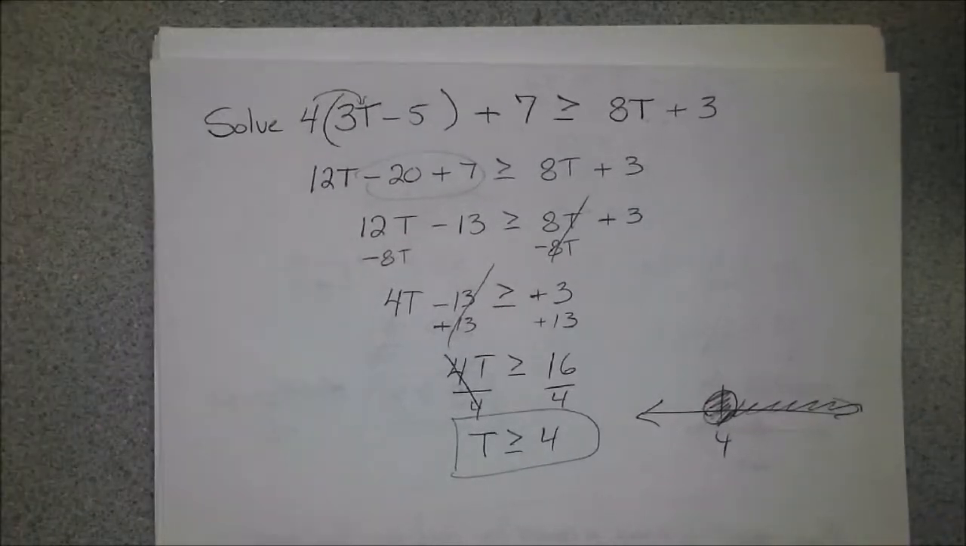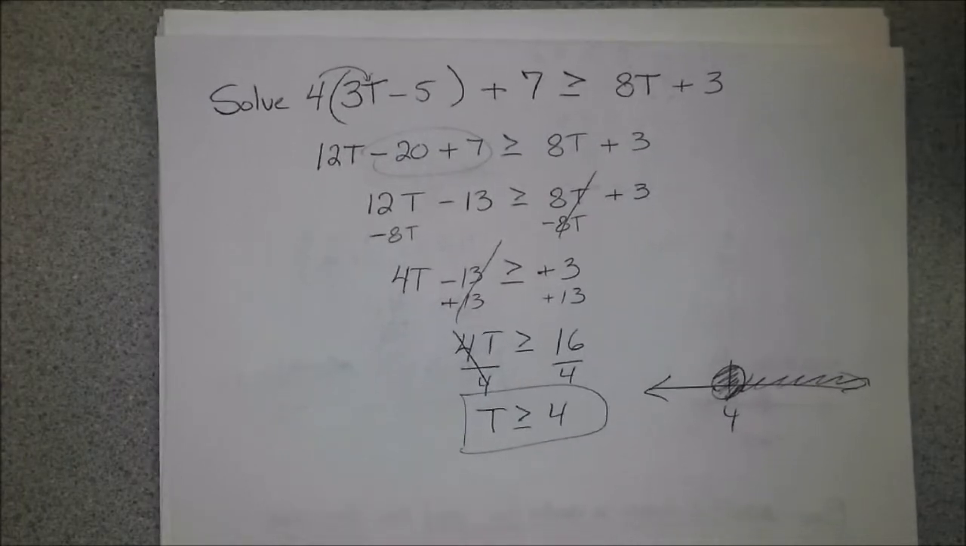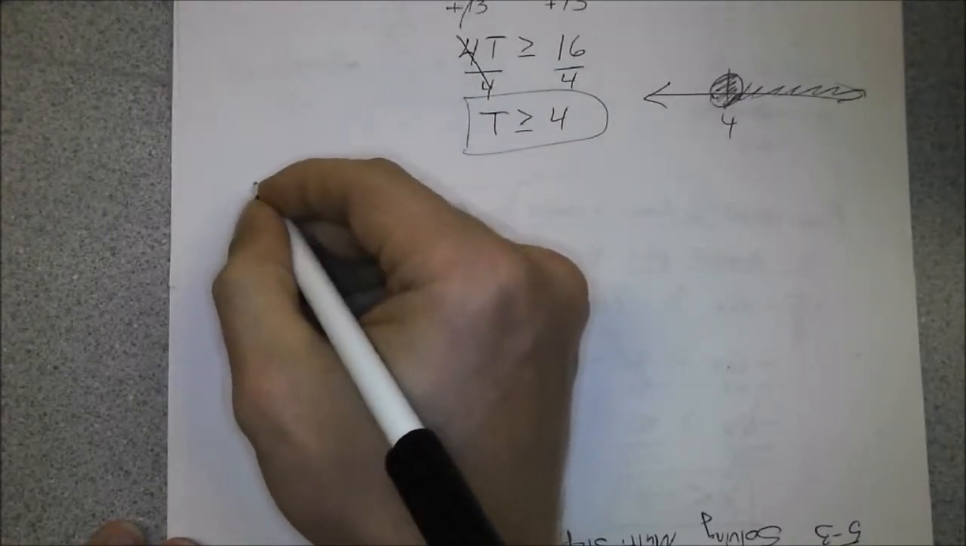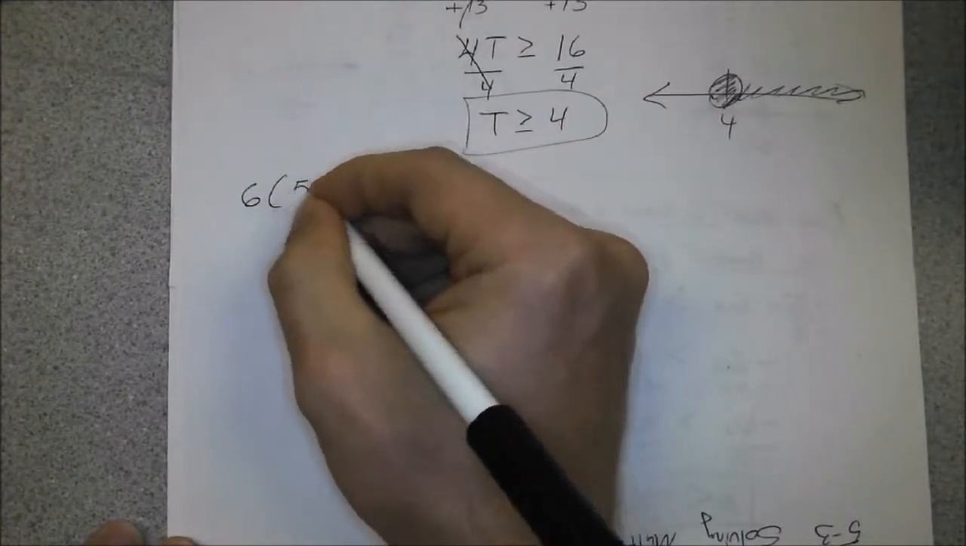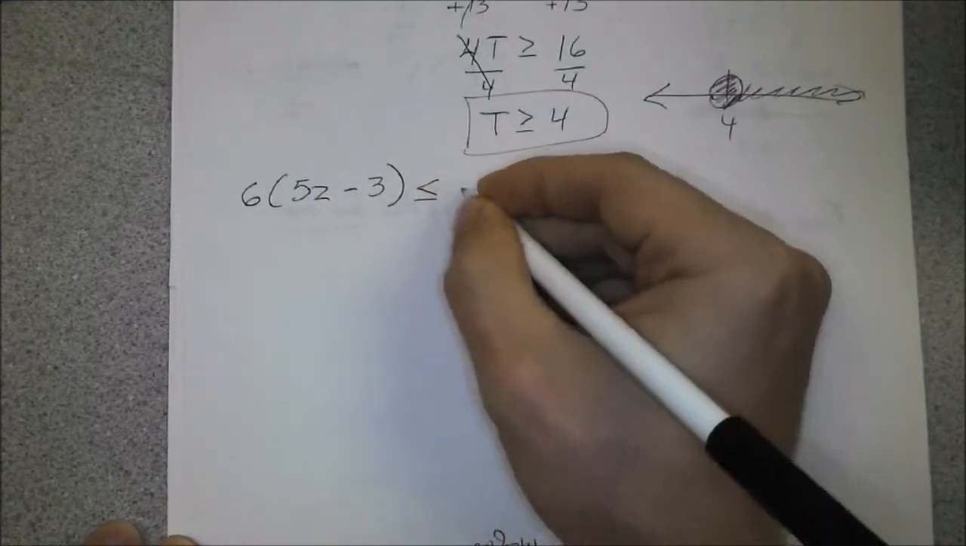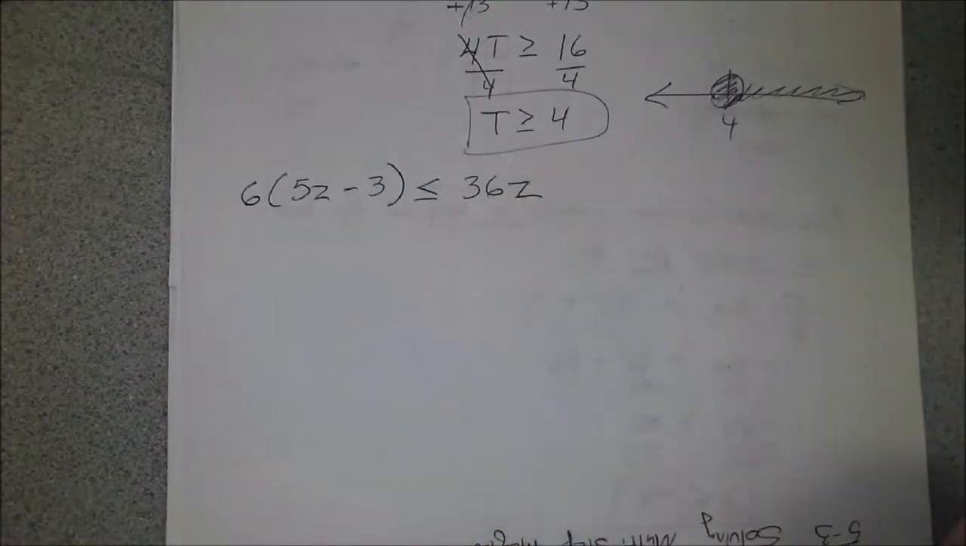goes on. Alright, so I'm going to have you try one that's nowhere near that complex. Try and do this one right here. 6 times the quantity 5z minus 3, less than or equal to 36z. Okay, so go ahead and give that a shot, and let's see how we do.